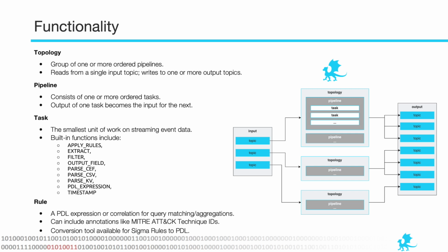Let's break down the internal functionality of PADAS. PADAS uses a topology, which is a group of ordered pipelines, to read from a single input topic and write to one or more output topics. Each pipeline is composed of ordered tasks, where the output of one task feeds into the next. A task is the smallest unit of work within the pipeline, responsible for handling specific operations on the streaming event data. A task comes with built-in functions like apply rules, extract, filter, output field, and more. These functions make it easy to parse, filter, and transform your data.